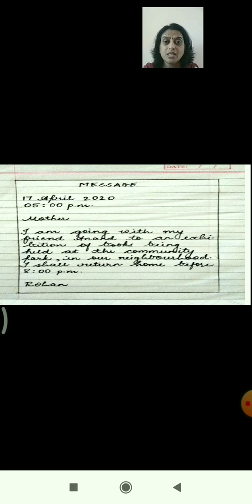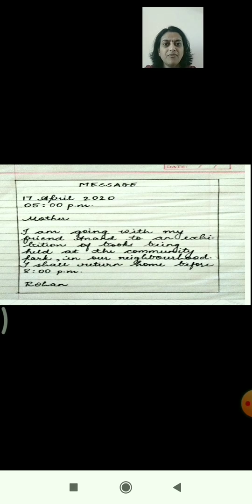Now I'm writing this message to whom? Mother. So I will write the salutation as mother. Okay, that is enough. Then again leave a line. Okay, a line is left there. Then I started with what exactly I want to tell to my mother. So here I have written, I'm going with my friend Anand to an exhibition of books being held at the community park. So here I have given all the relevant important information.